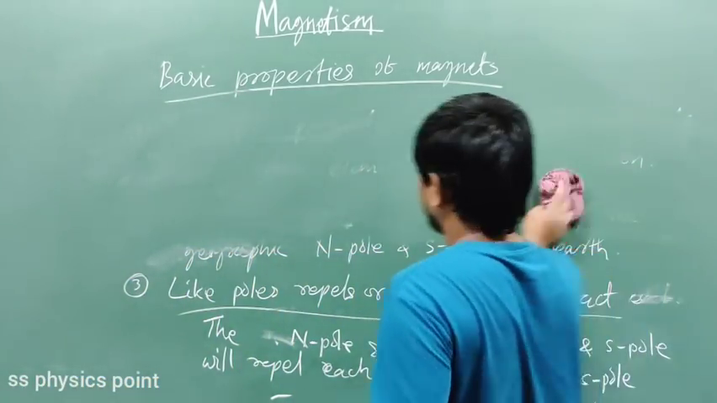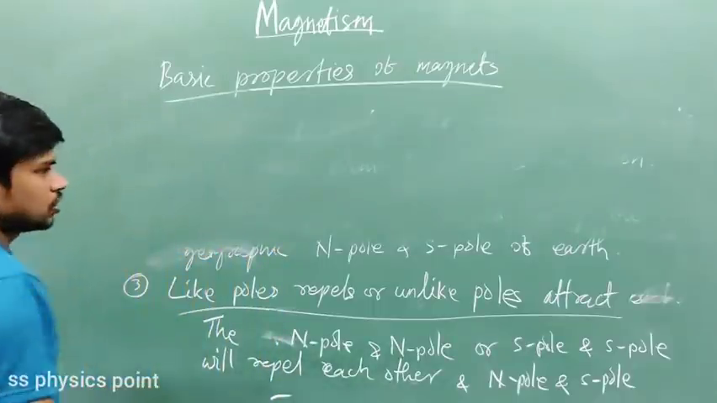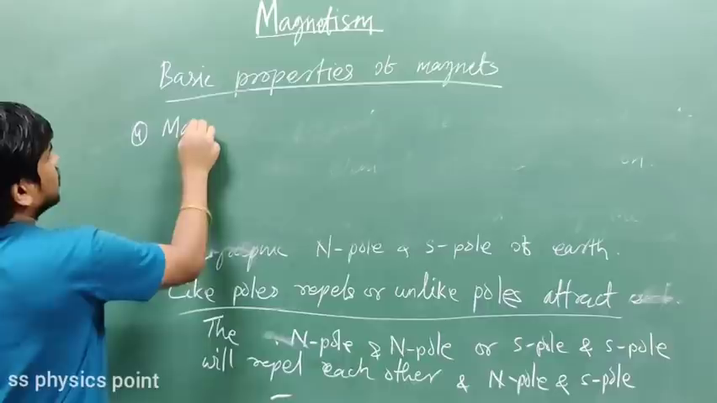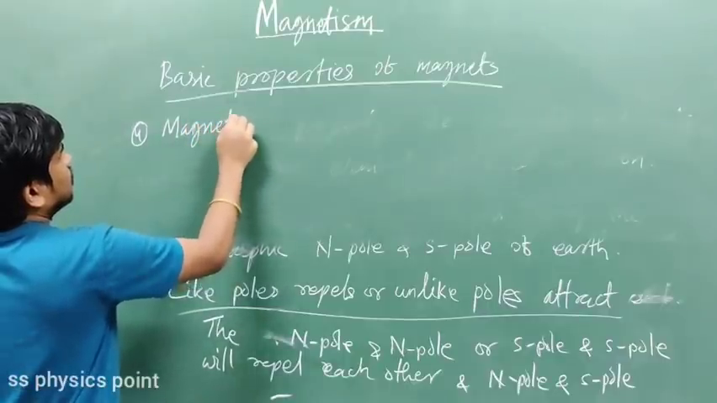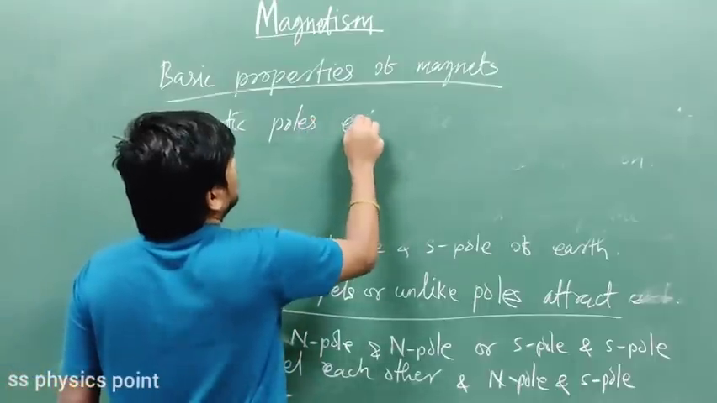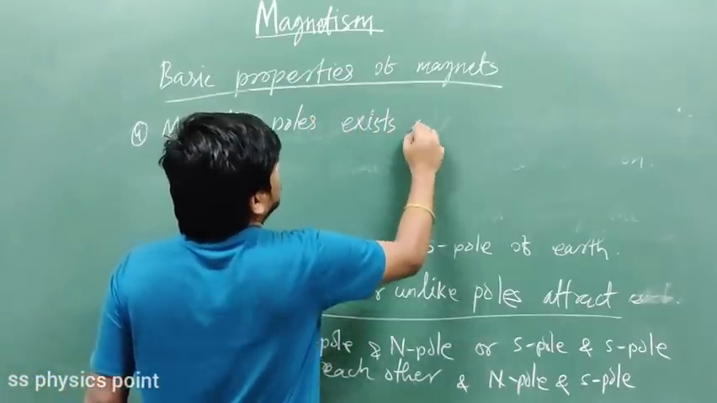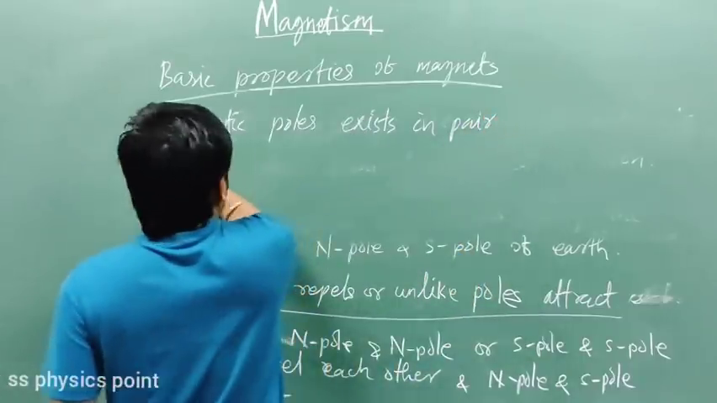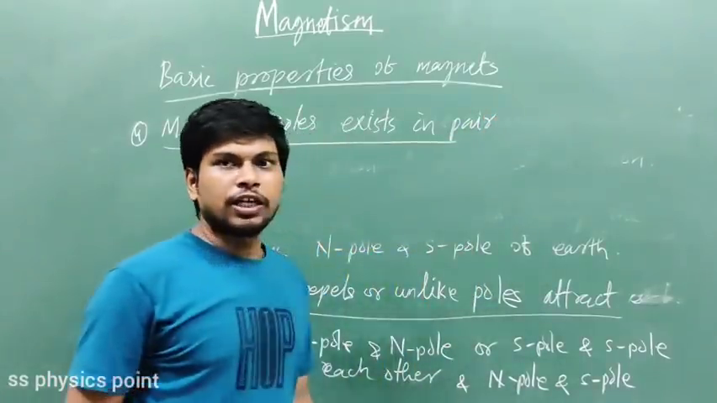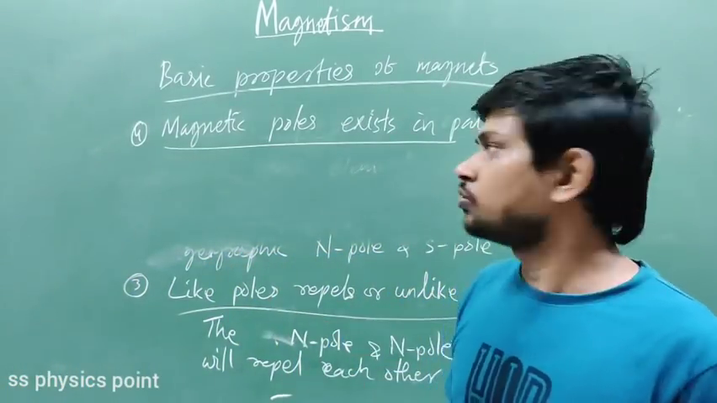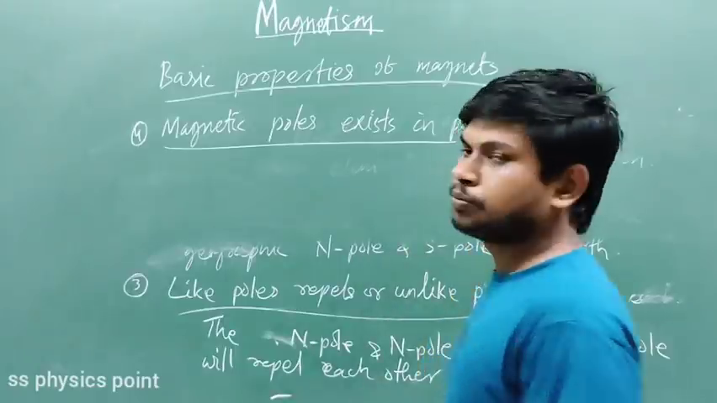Next one is, magnetic monopole does not exist. Just write it. Number 4. Magnetic poles exist in pair. Remember, this is a very important point. Short questions may be asked from these properties. Magnetic poles exist in pair.